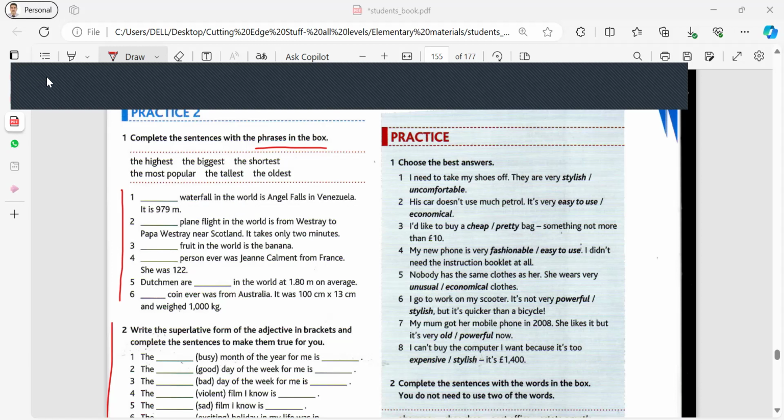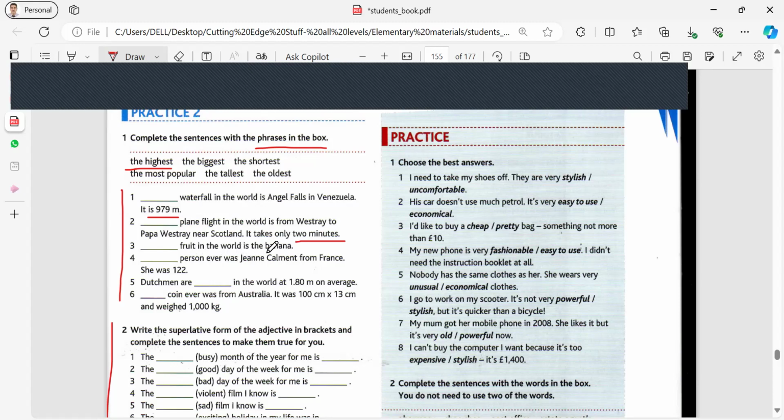You can finish. Number one. The tallest waterfall in the world. The tallest, or you can say the highest. Right. A plane flight in the world from Western to, it takes only 2 minutes. The shortest. Exactly, the shortest.